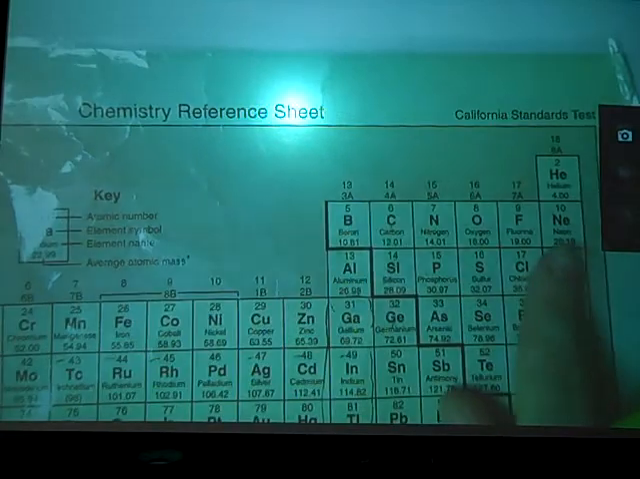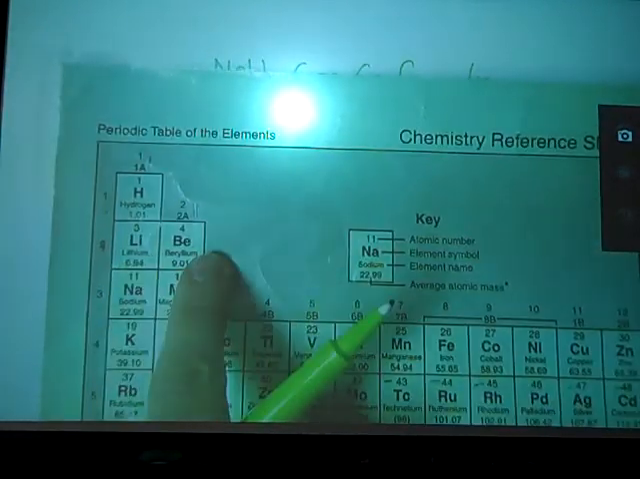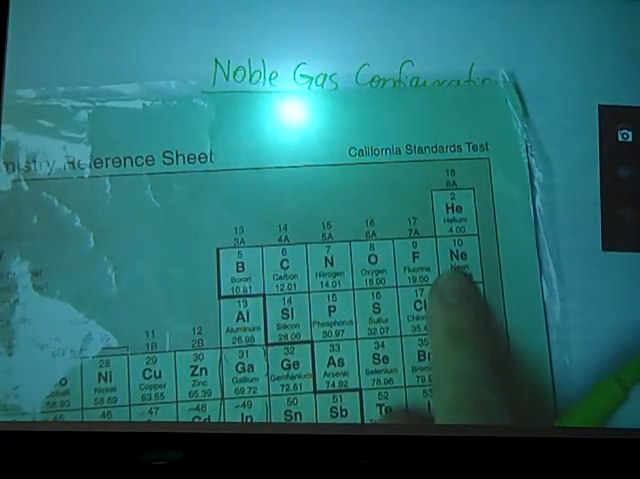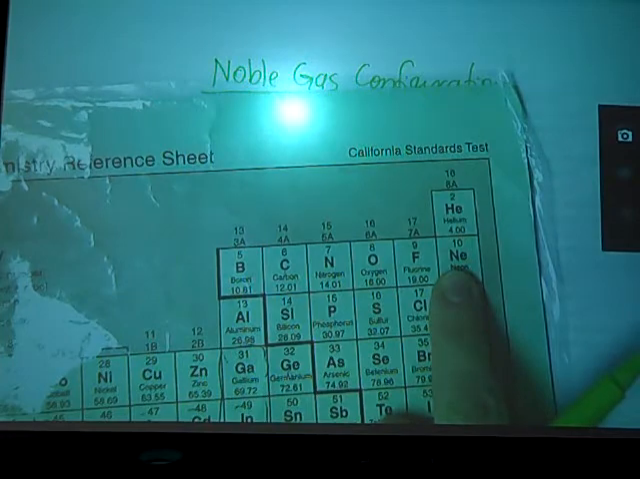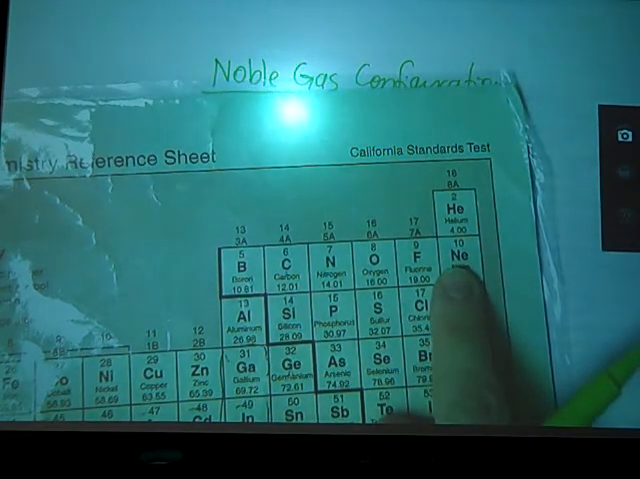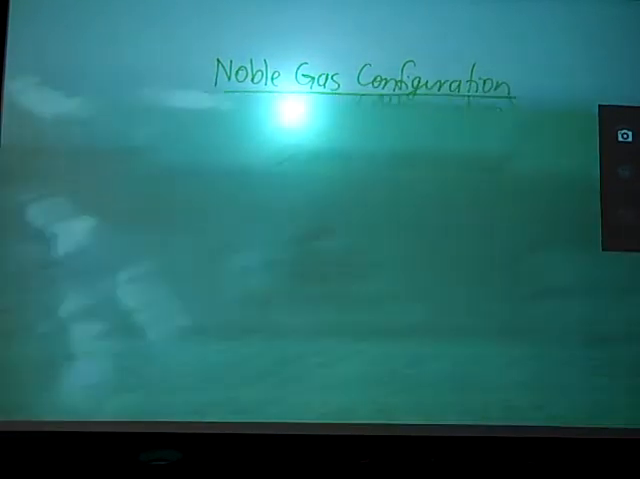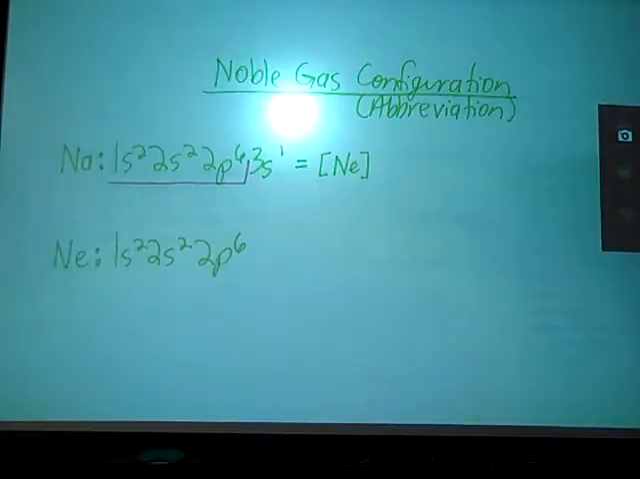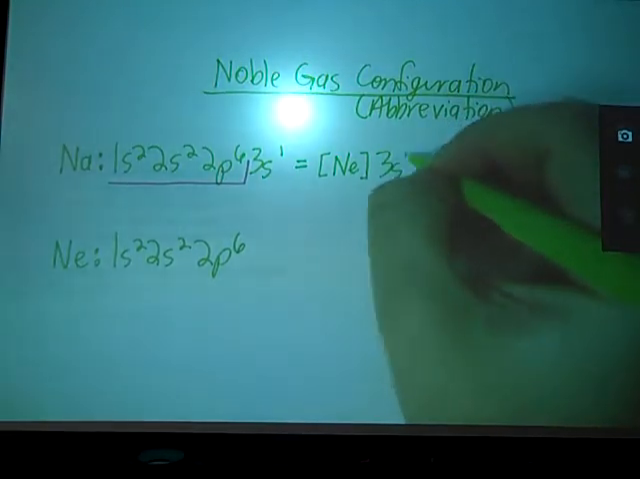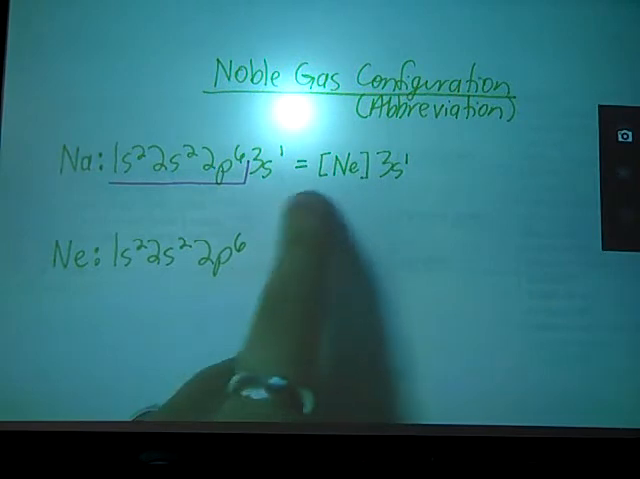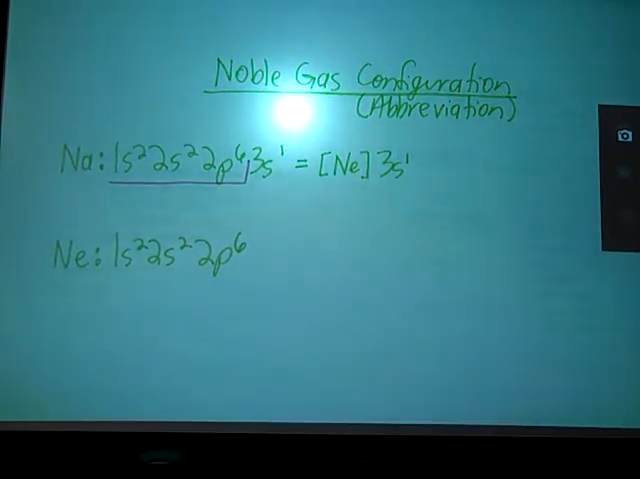So on your periodic table, here's neon. So 1s2, 2s2, 2p6. To this point, sodium and neon have the same configuration. Then you would just continue on to what's left. For sodium, all that's left is this 3s1. So we go ahead and put that in. And this is the Noble Gas Abbreviation for sodium.